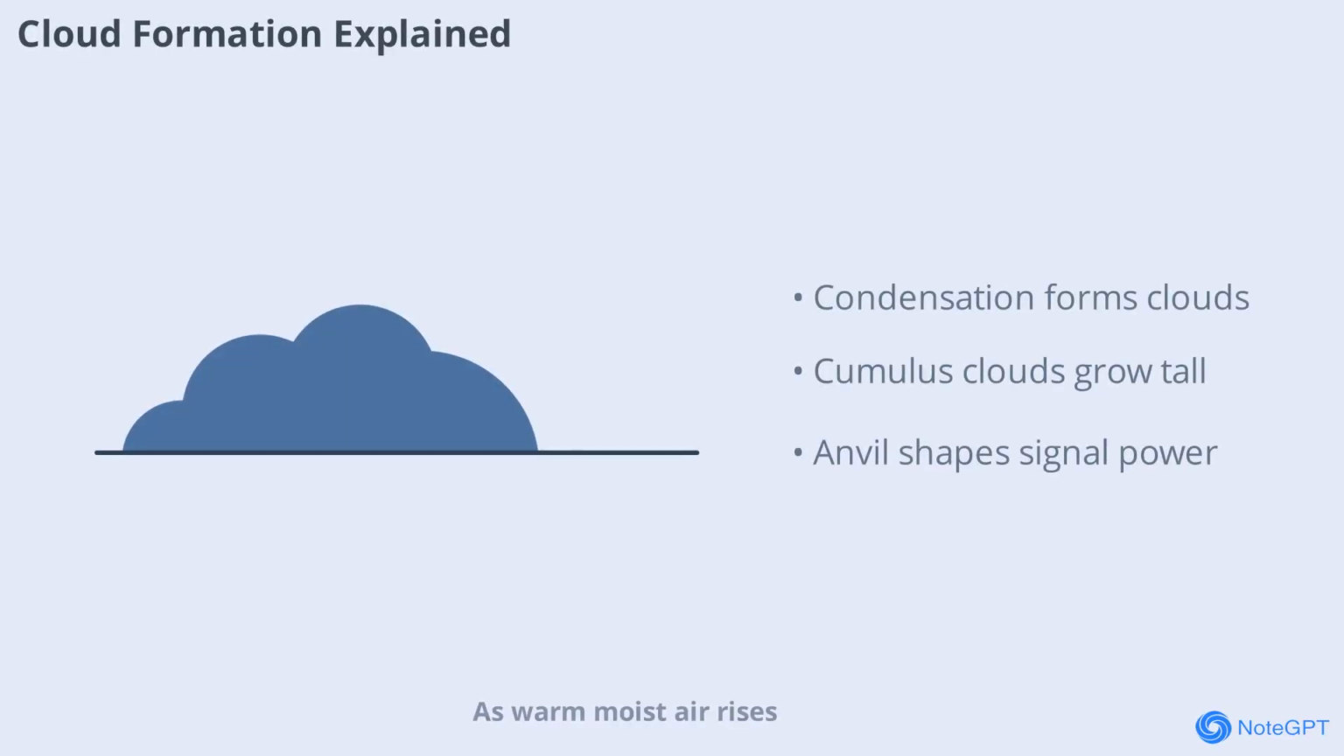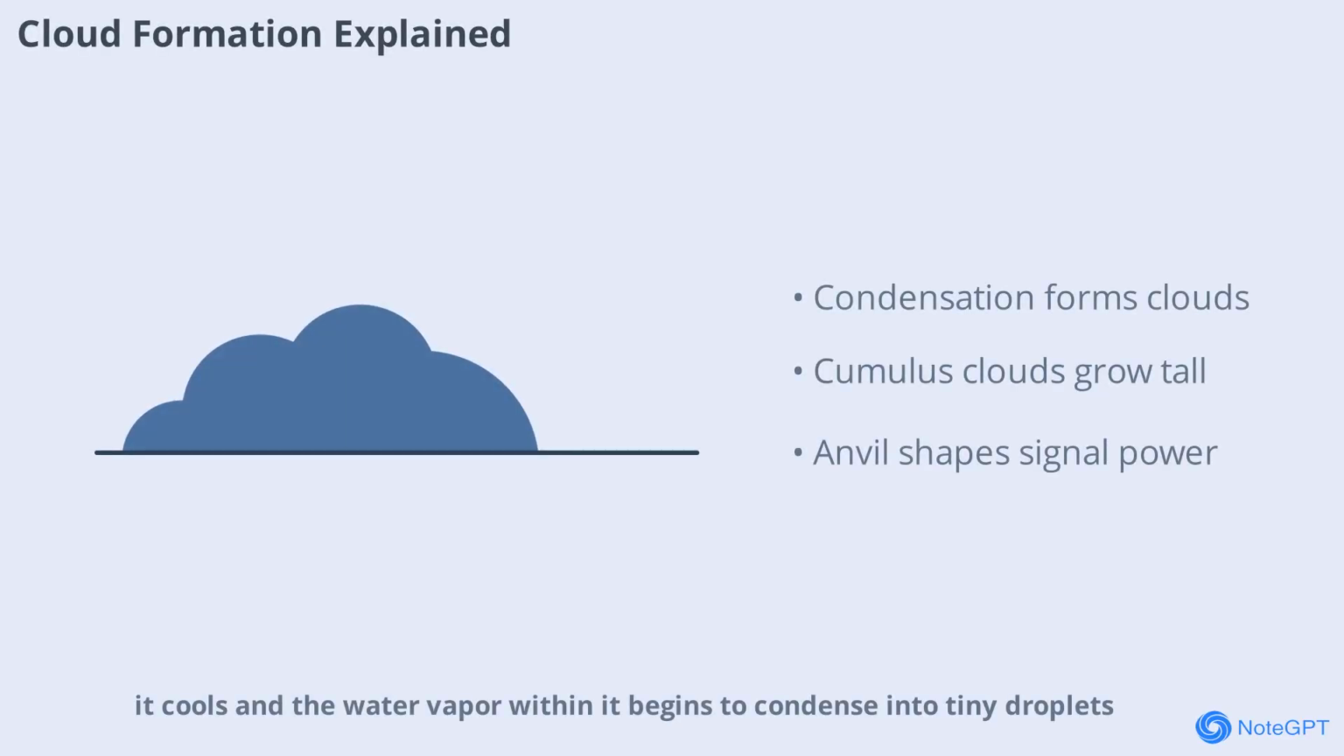As warm, moist air rises, it cools, and the water vapor within it begins to condense into tiny droplets. These droplets cluster together, forming the familiar fluffy shapes of cumulus clouds. When conditions are just right, these clouds grow rapidly, reaching heights of several kilometers. The tops of these clouds can even flatten out, creating the classic anvil shape seen in powerful thunderstorms. This process marks the beginning of a storm's life cycle and sets the stage for the dramatic events to follow.